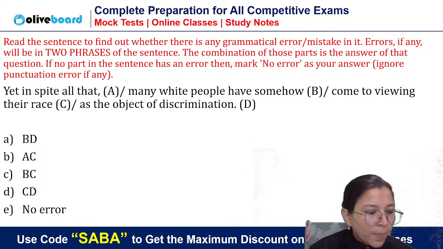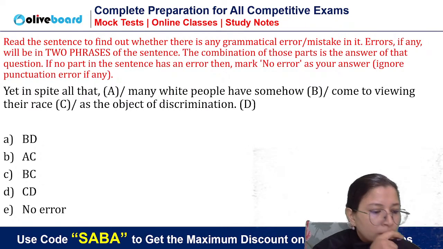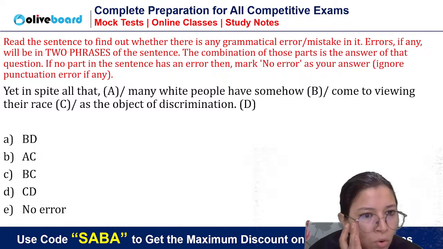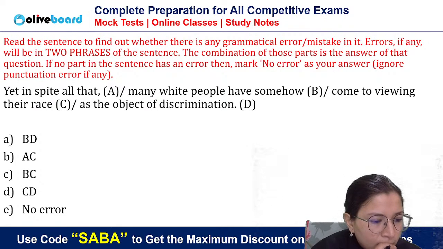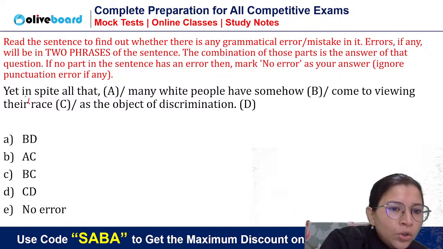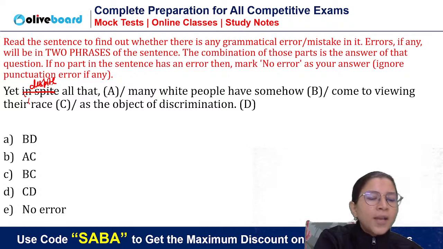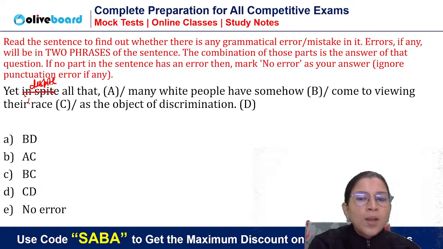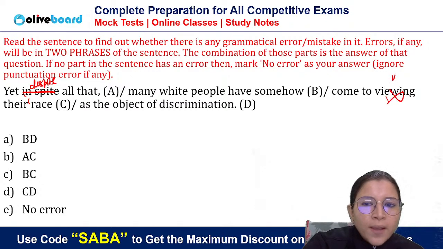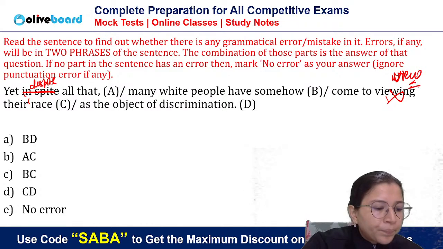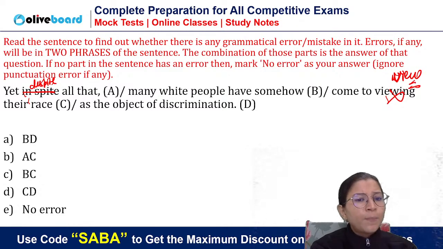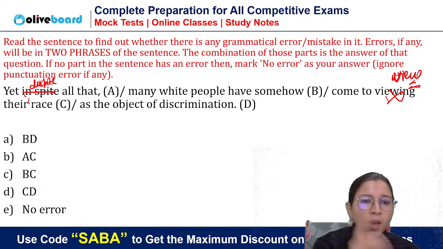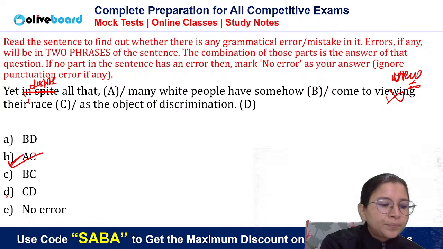See, who is saying the option? BC? What is wrong? Tell me the errors, guys. Apurv is saying omit yet. Acha. Don't you think that in spite should be replaced with despite? Or you will say, yet despite all that, many white people have somehow come to view their race as an object of discrimination. Okay. So either you will say in spite of, or you will say despite all that. So simple, the error is in the AC part. Easy one.